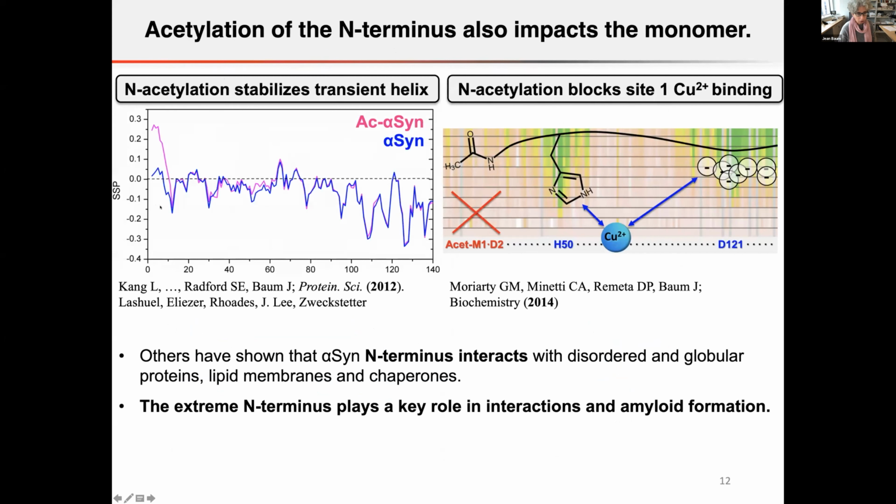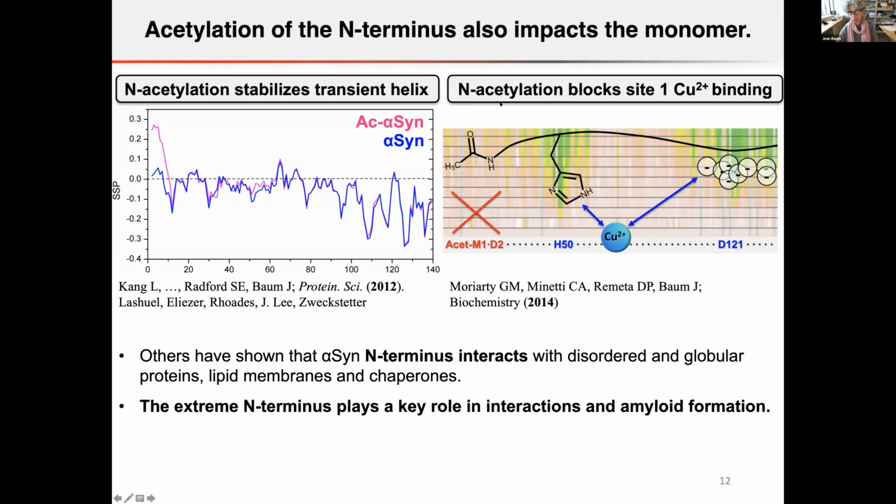And acetylation of the N-terminus also impacts on the monomer. So we showed a number of years ago that when you acetylate the protein, which is in this pink, and you look at secondary structure propensity as a function of residue, what you see is that when you acetylate the protein, you have a propensity to stabilizing transient alpha helix. In fact, in the same first 12 residues that we see the interaction with the fibril relative to non-acetylated alpha-synuclein, which has a pretty flat profile of secondary structure propensity across the residues. This here shows that the C-terminus is quite sort of extended.